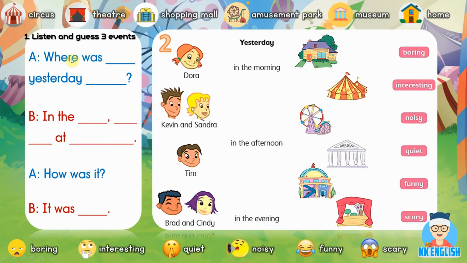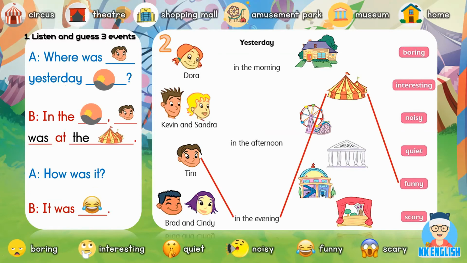Again. Number 2. Where was Tim yesterday evening? In the evening, Tim was at the circus. How was it? It was funny. Can we check the answers now? And the pictures? Correct or wrong? Let's go to number 3.